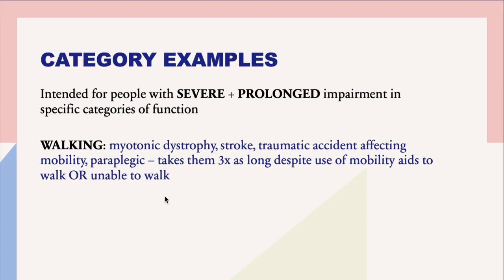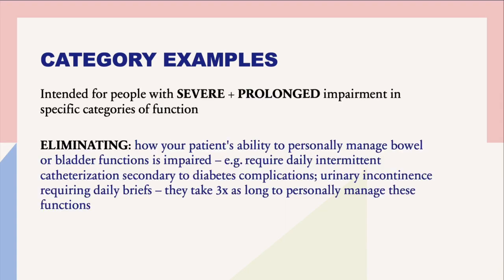For walking, examples include people with myotonic dystrophy, stroke, Parkinson's disease, or maybe they have a traumatic accident causing a spinal injury affecting mobility, paraplegic. So these people either are unable to walk, right? They use a wheelchair fully, or it takes them 3 times as long despite use of mobility aids like canes and walkers, etc.